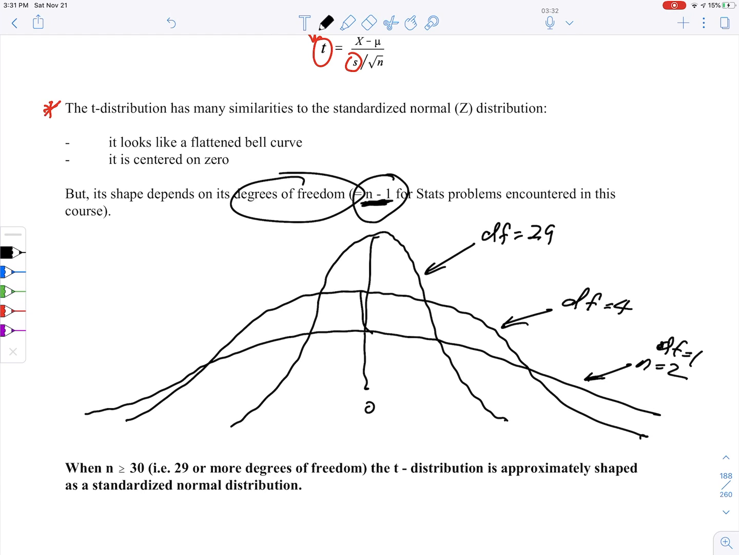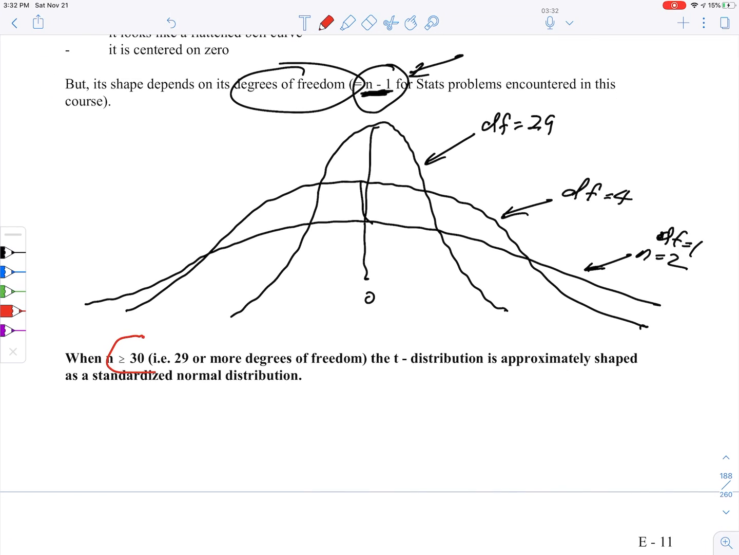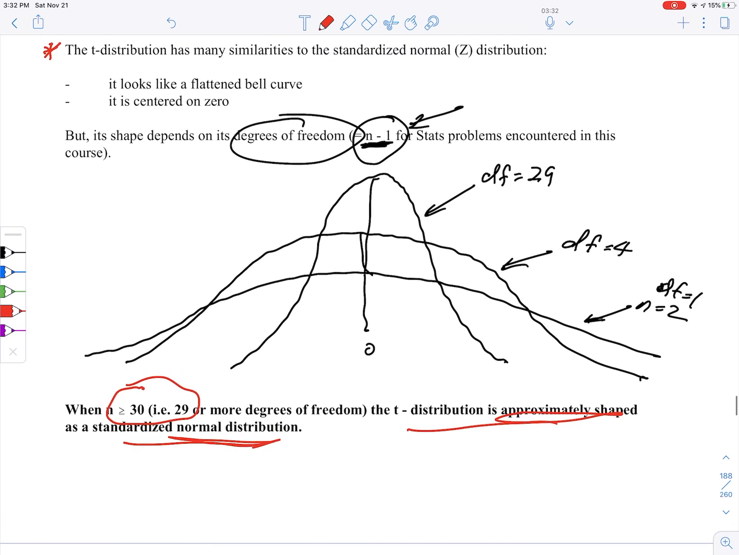So in our particular case, if we're talking about n minus 1, look down at the very bottom here: when n is greater than or equal to 30, so 29 degrees of freedom or more, the t-distribution is approximately shaped like a z, a standardized normal distribution. So it's like a flattened bell curve. It's centered on 0, and it looks more and more normal as the degrees of freedom increase.